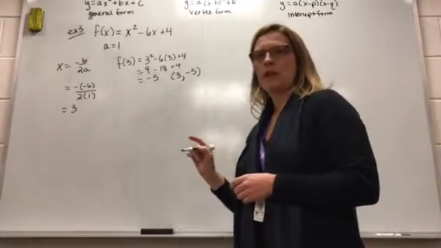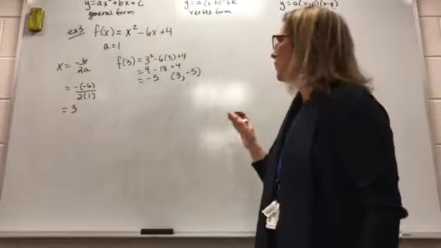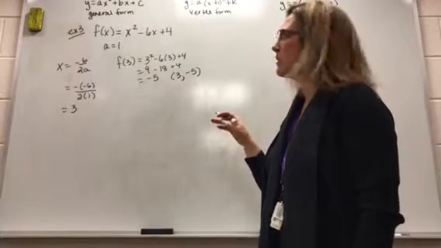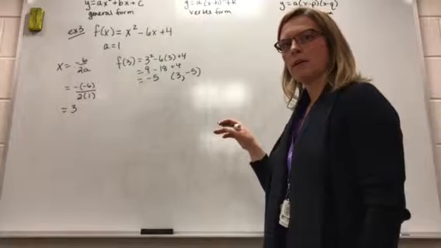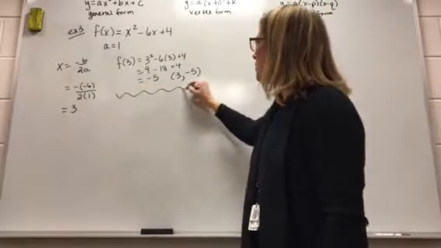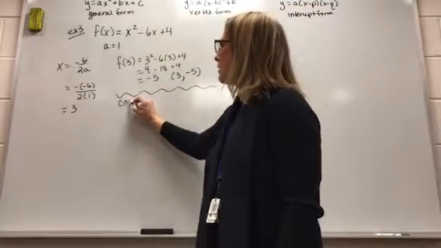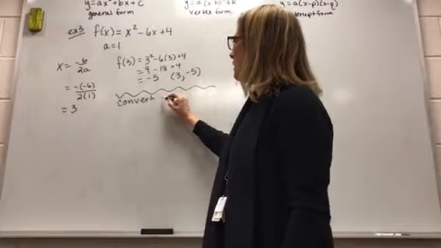That's one way of doing that, and then you would follow the same thing as example 4: plot the vertex, use your parent table, and find your points from there. Another way is you can convert this using the completing the square technique.